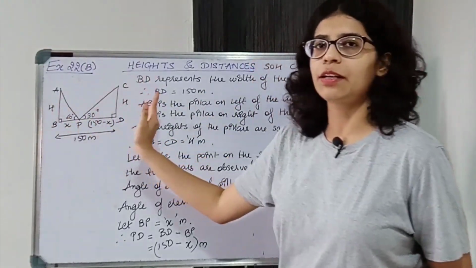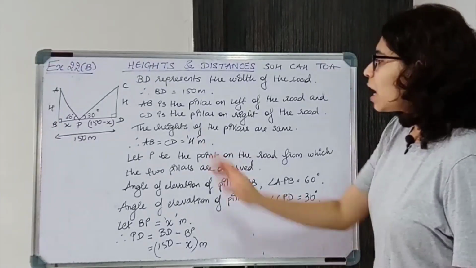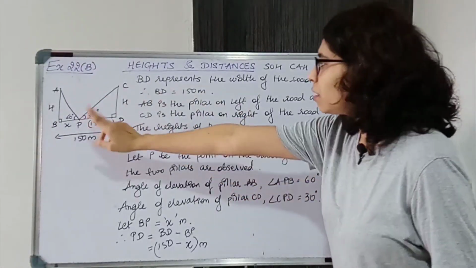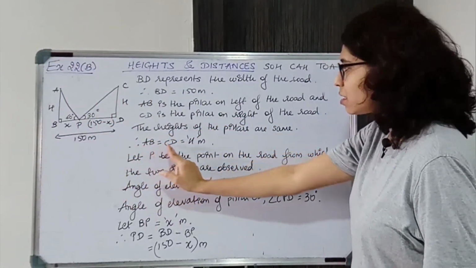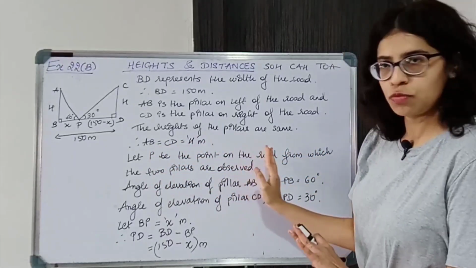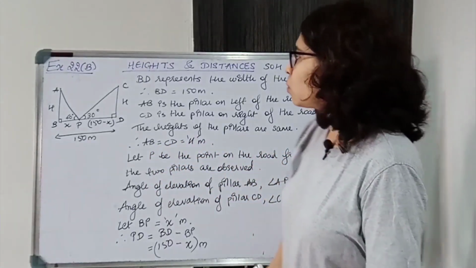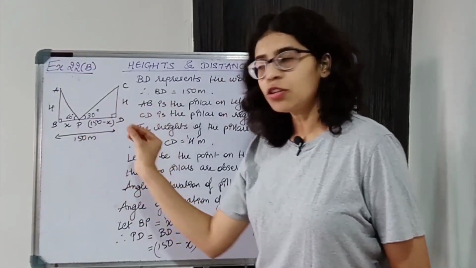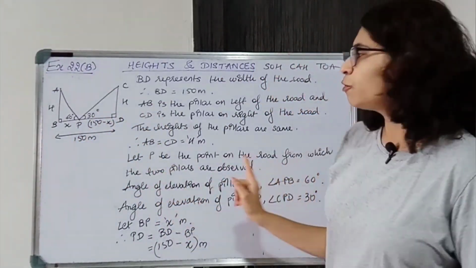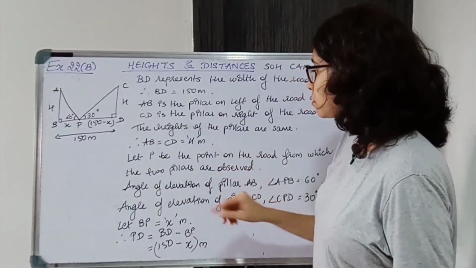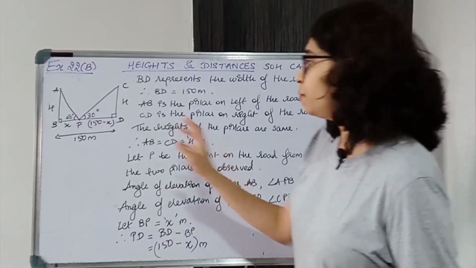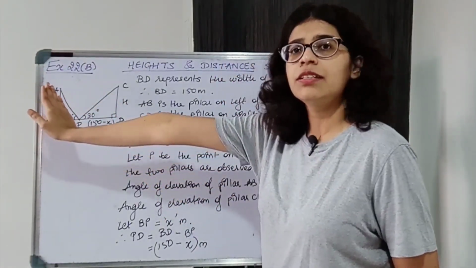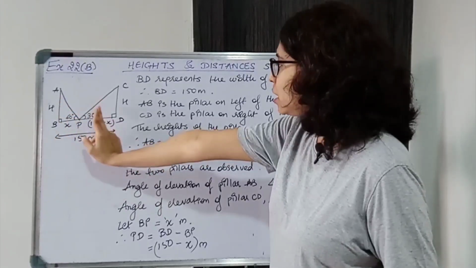This one is on the left, this one is on the right of the road. The heights of the pillars are the same, both have the same height, therefore we are considering AB and CD equal to h meters. Now P is some point on the road, so let P be the point on the road from which the two pillars are observed. Now the angle of elevation of pillar AB is 60 degrees and for CD is 30 degrees.